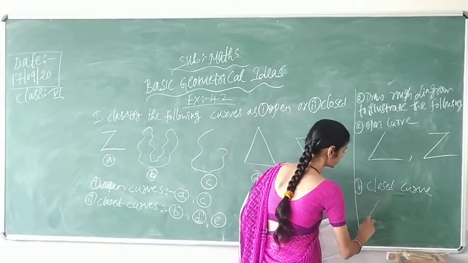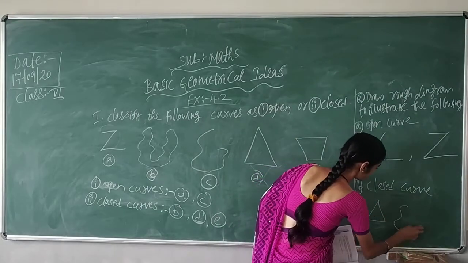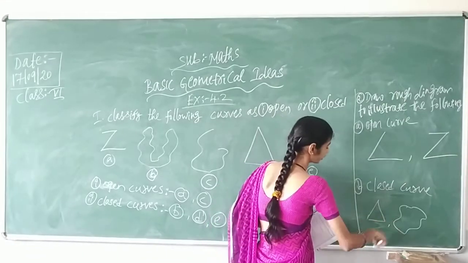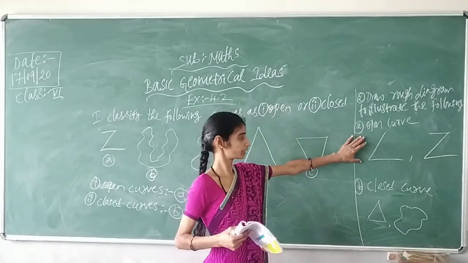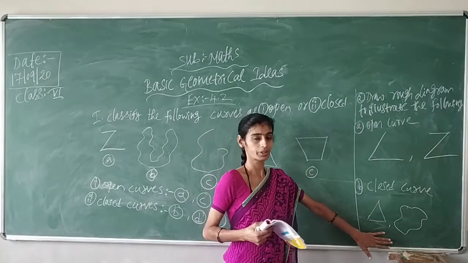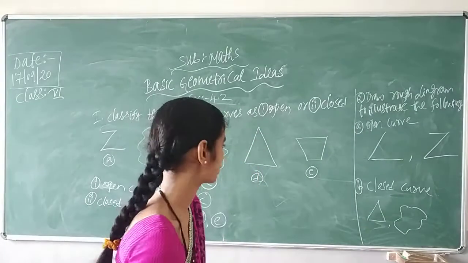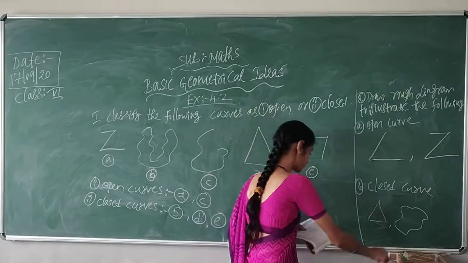So closed figure you can say triangle. So like this you can draw. So these are the examples of the closed figure and these are the examples of the open figure. So question number 2 is very simple, children. You can do it. Okay. Shall we move to the third question?